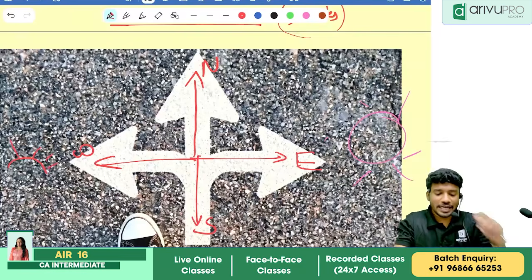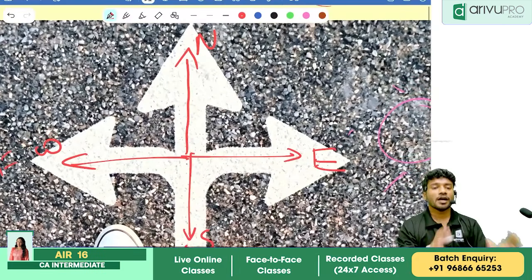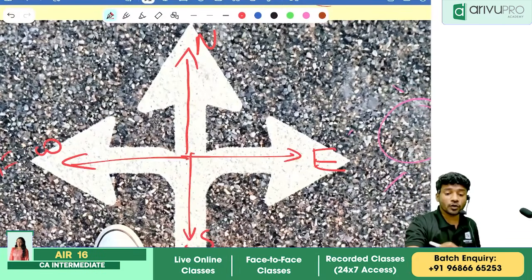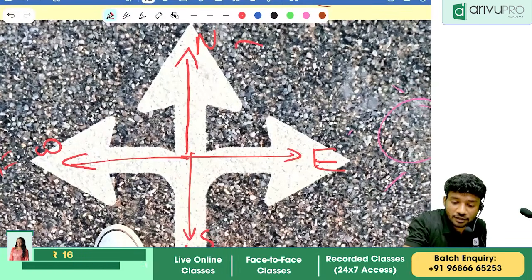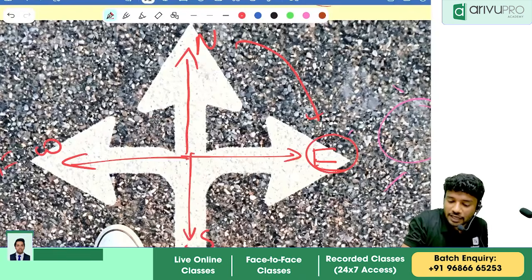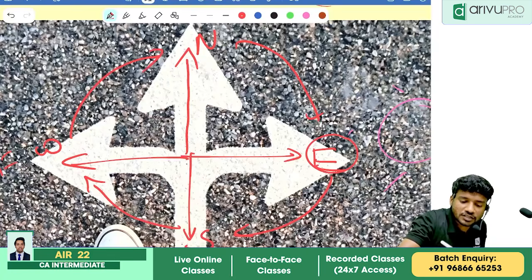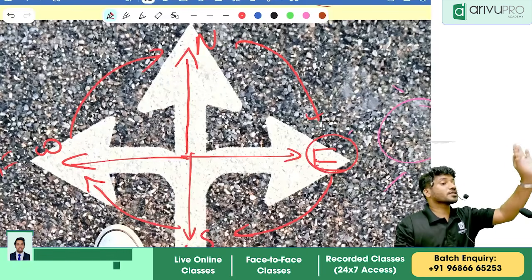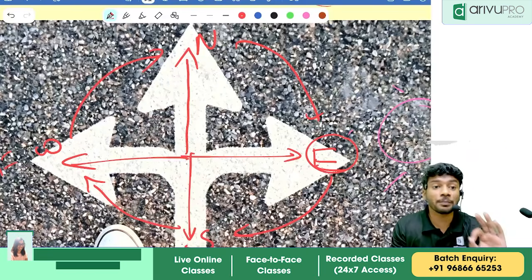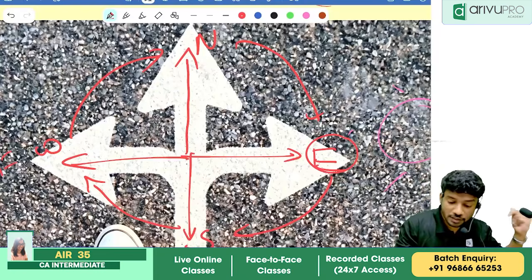Well and good. Now people, my first question. Right of north is called as what? Right side of north is east. Right of east is called as south. Right of south is called as west. Right of west is called as north. That is also important because it will help you get the answer much faster.